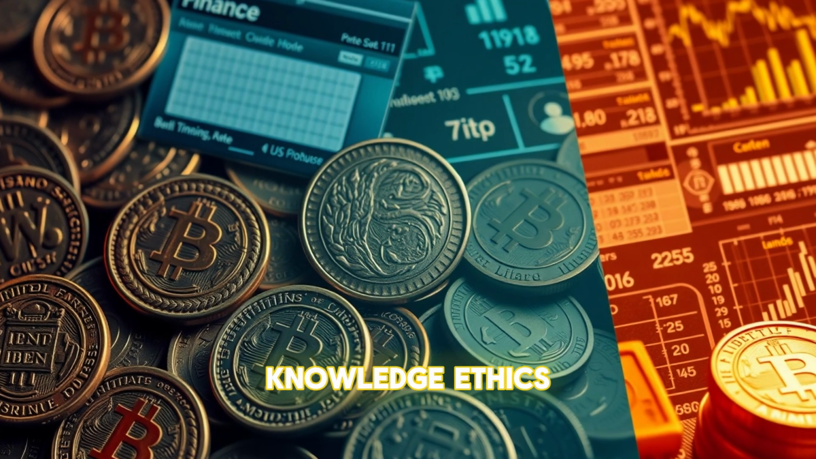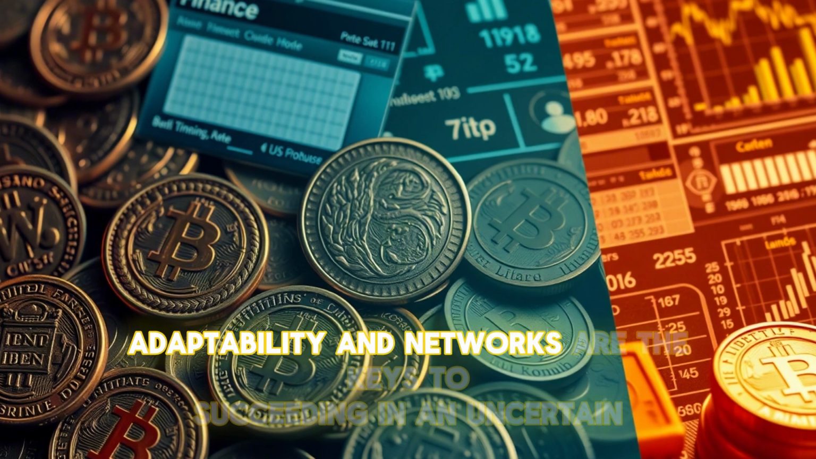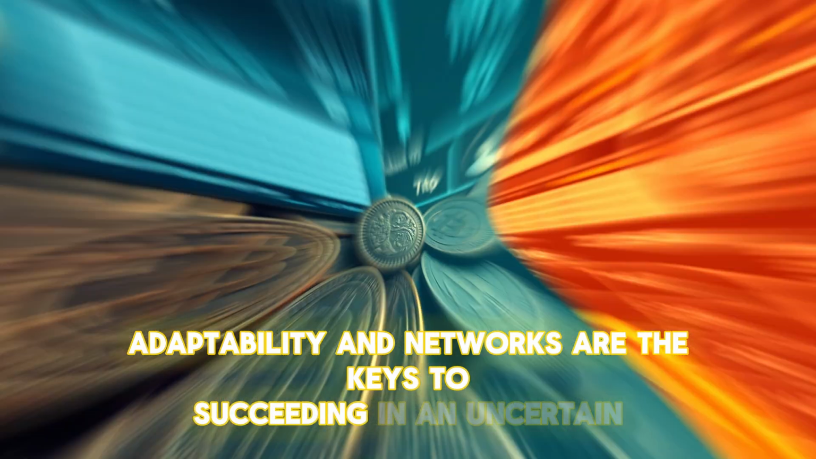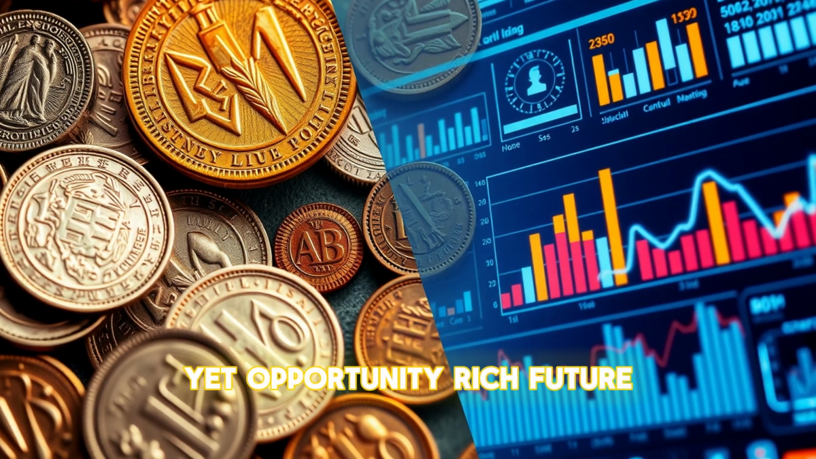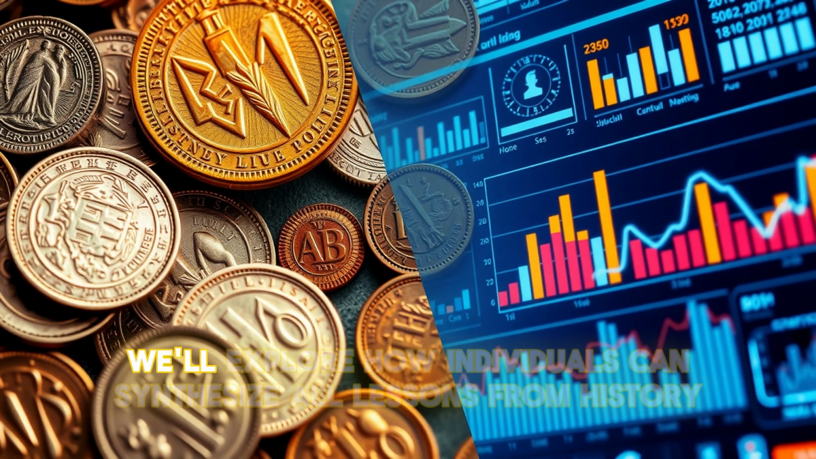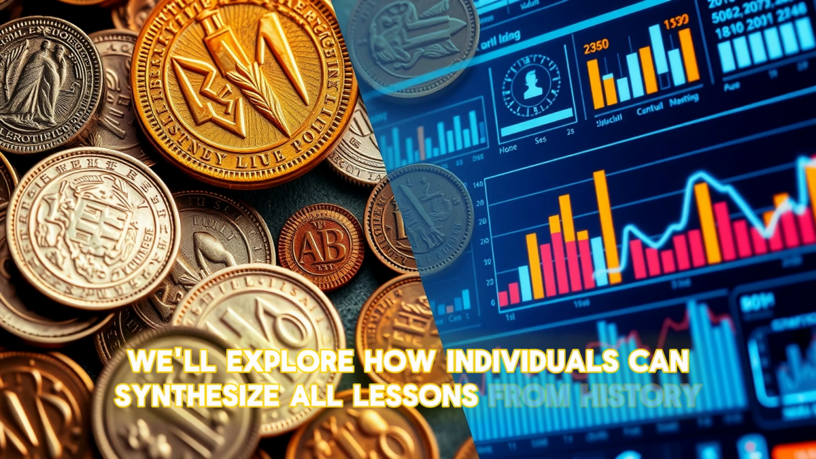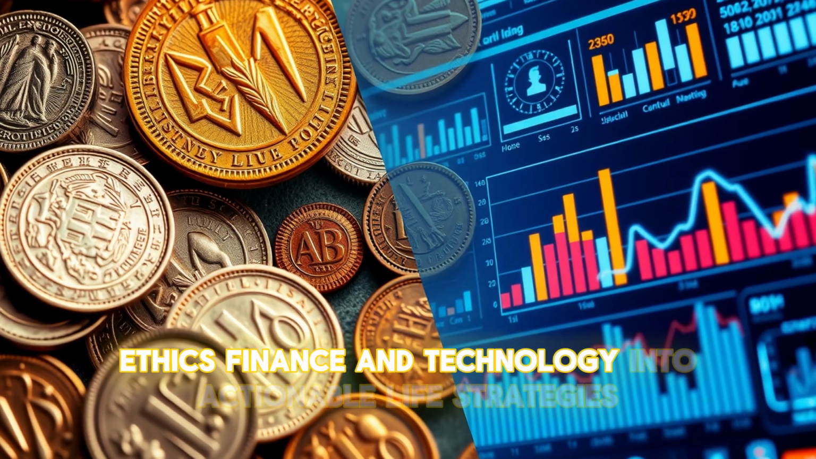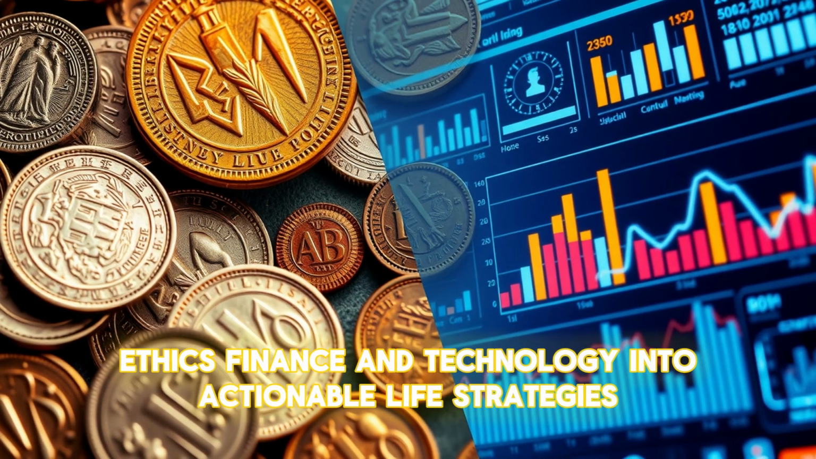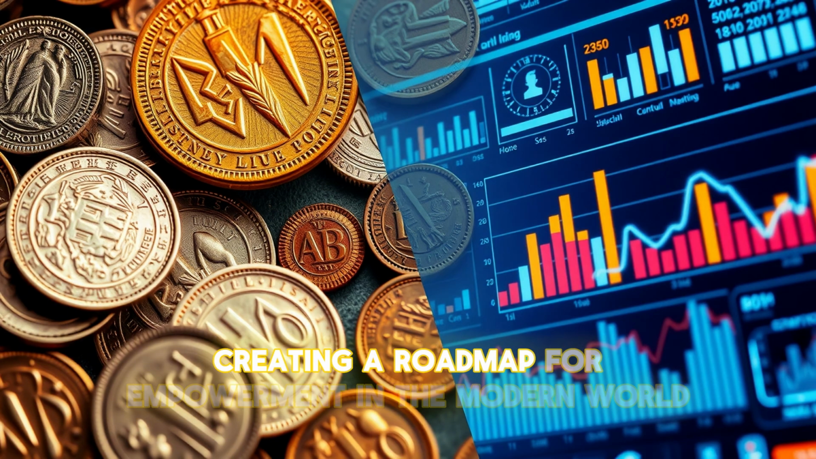Knowledge, ethics, adaptability, and networks are the keys to succeeding in an uncertain yet opportunity-rich future. In the next part, we'll explore how individuals can synthesize all lessons from history, ethics, finance, and technology into actionable life strategies, creating a roadmap for empowerment in the modern world.